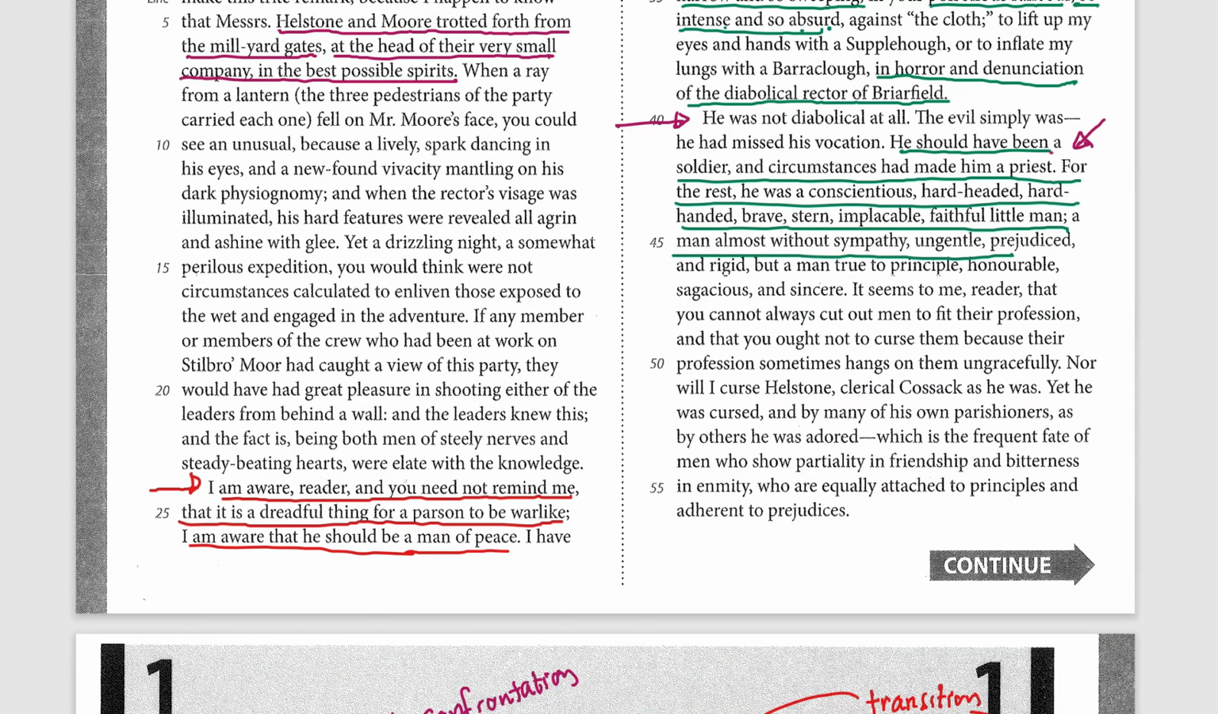He should have been a soldier. He should have been what? A soldier. And circumstances had made him a priest. For the rest he was conscientious, hard-headed, hard-handed, brave, stern, implacable, faithful little man, a man almost without sympathy, ungentle, prejudiced, and rigid, but a man of true principle, honorable, sagacious, and sincere. Remember all of that.